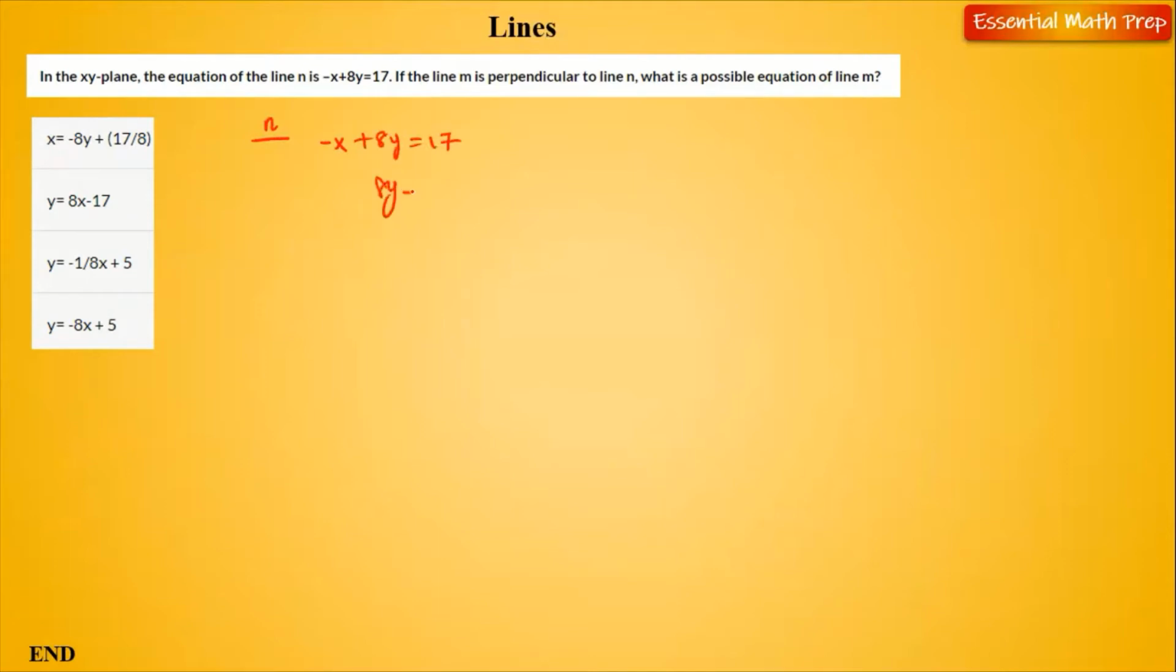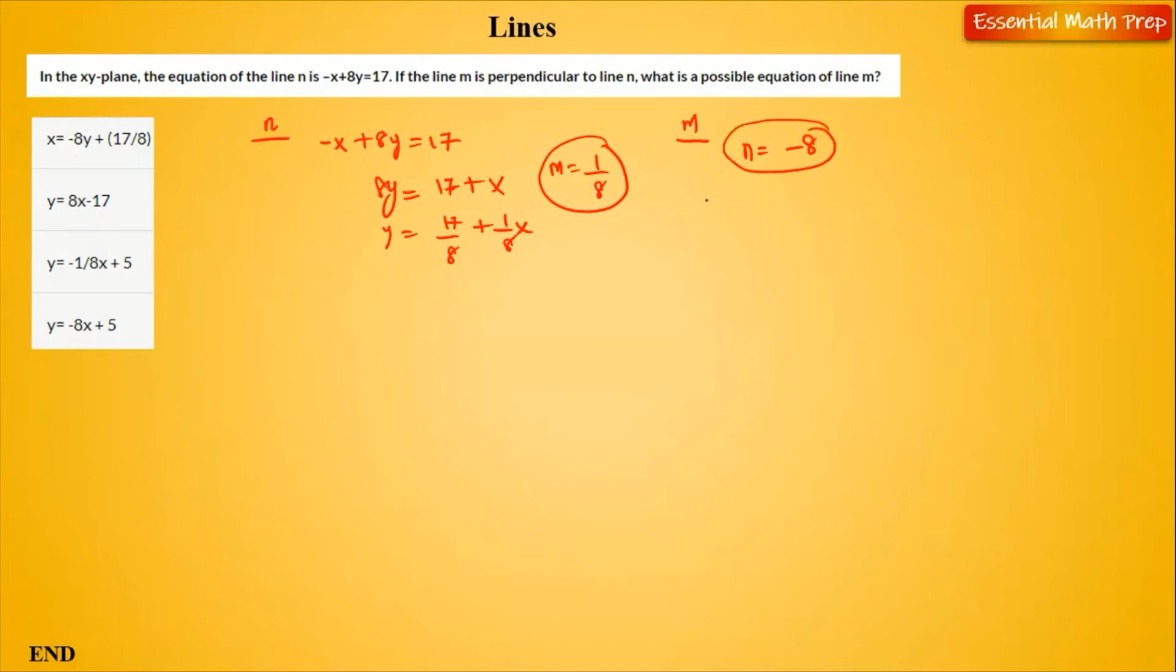So 8y equals 17 plus x. So y equals 17 over 8 plus 1 over 8x, right? So we know the slope of this line is 1 over 8, right? And line m is perpendicular to line n. So the slope is the negative reciprocal, which means m equals negative 8. So the equation is y equals negative 8x plus c.